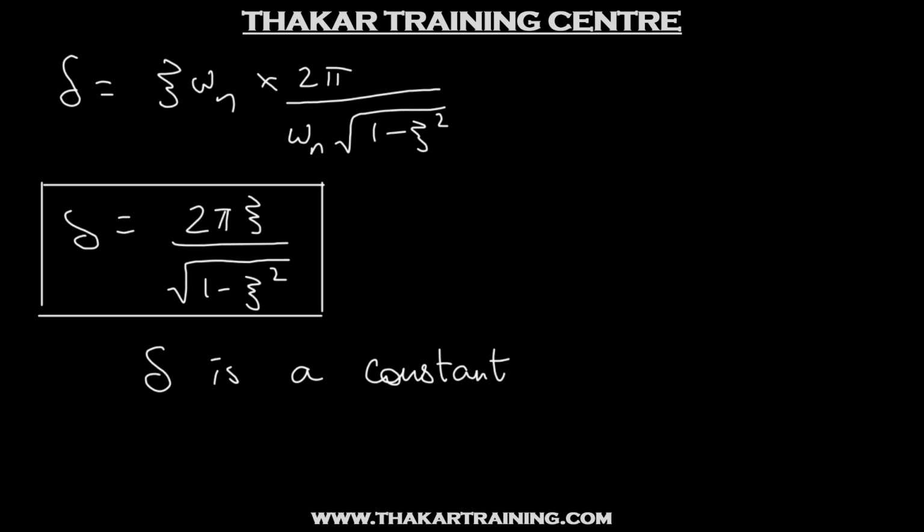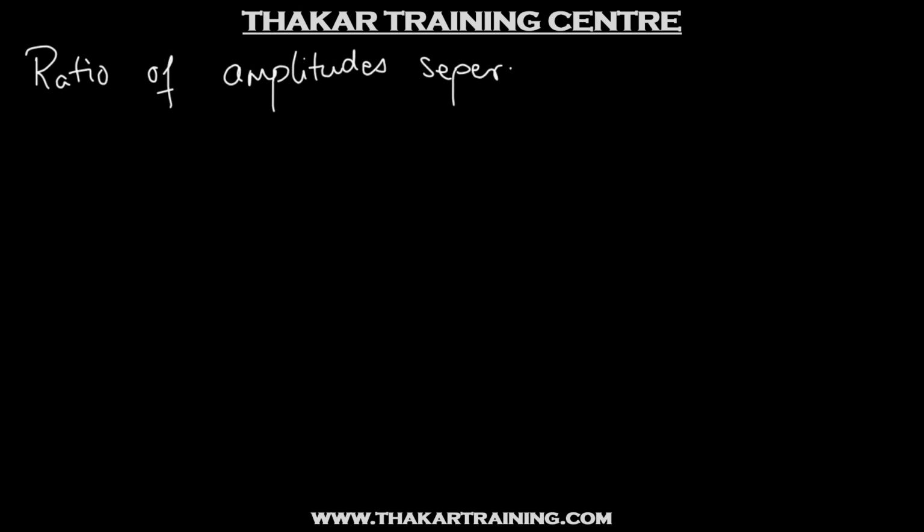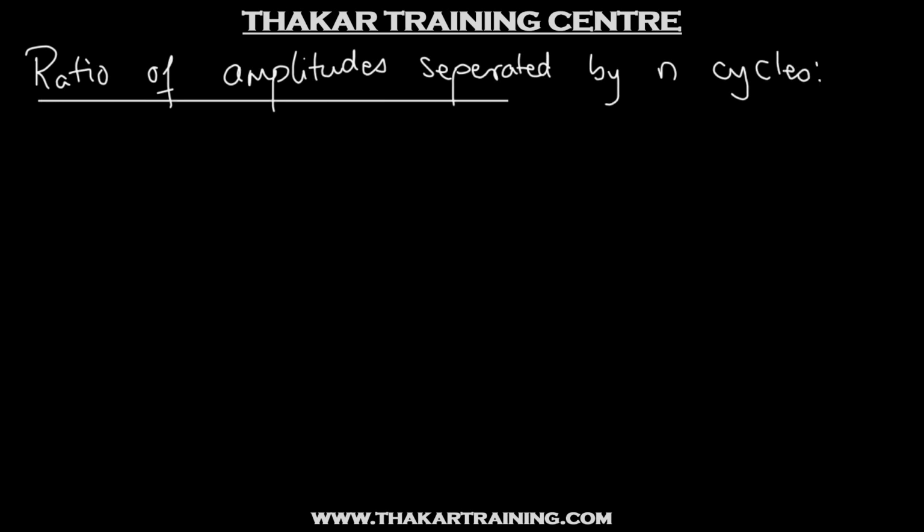And now just a small extension of this logarithmic decrement. That is the ratio of amplitudes which are separated by n cycles. What we have so far seen is the ratio of amplitudes which are separated by one cycle. Alright, we have just considered one cycle. Now we are looking at the ratio of amplitudes which are going to be separated by n cycles.